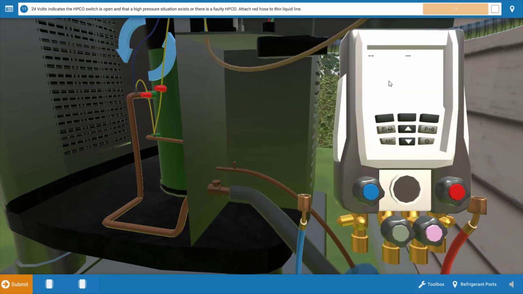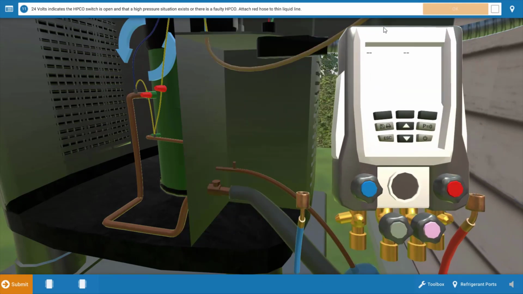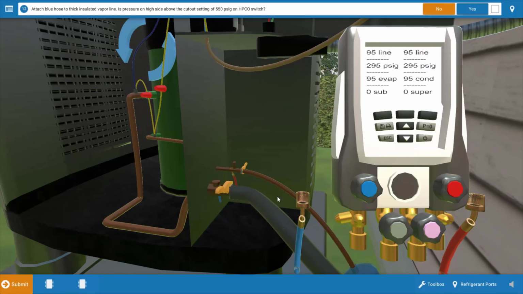So we're going to click no on the procedure guide, and our next step is to check the actual pressures. Now we're going to start by placing the red hose of the gauge manifold on the high pressure liquid line connection right here at this glowing orange hotspot, and we're going to place the low pressure hose on the low pressure connection at the suction line here. And when we do this, we can see that we have 295 PSIG on the high side of the system.